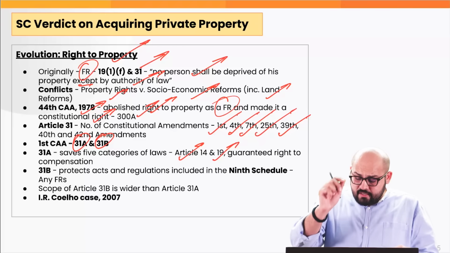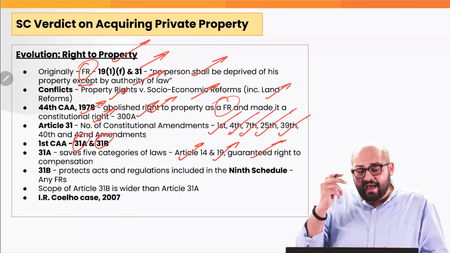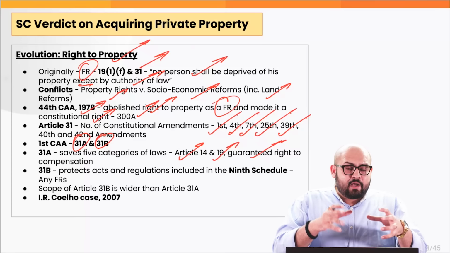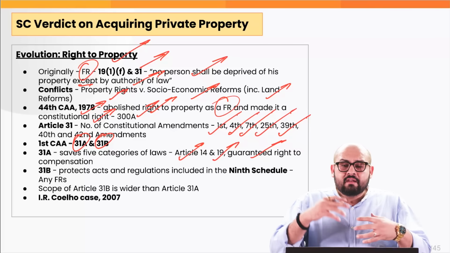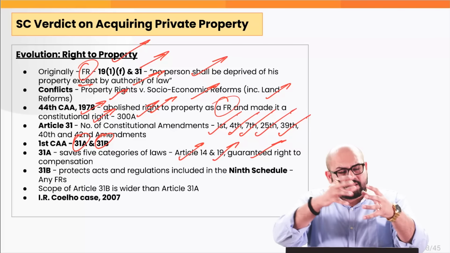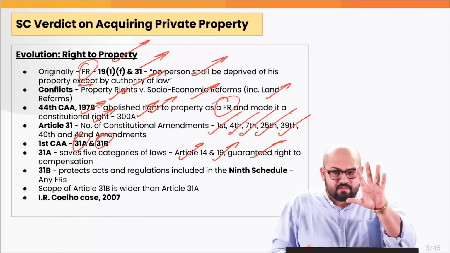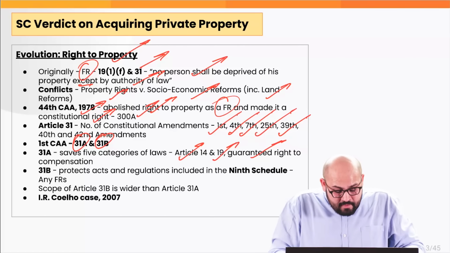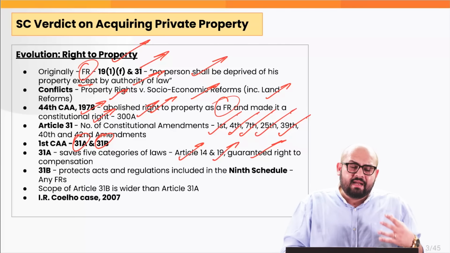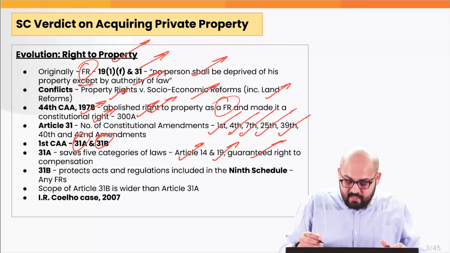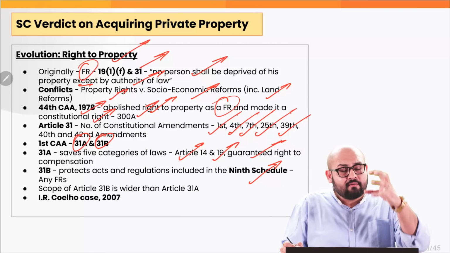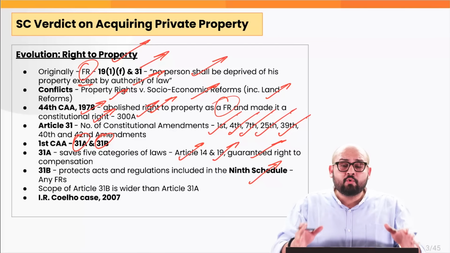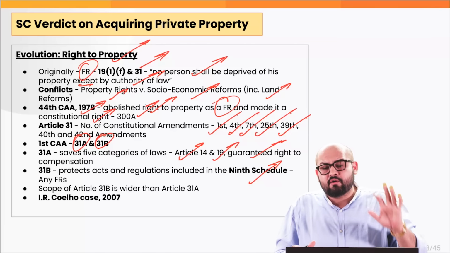Now, it also gives a guaranteed right to compensation. That is, when the state acquires or requires that particular private property, the state has to adequately compensate. That is what Article 31A does. Now, talking about Article 31B, what it does is that it makes a particular schedule, that is the 9th schedule. And it says that whatever rules and acts are placed in the 9th schedule, they are immune to any fundamental right which is there in the Constitution of India.